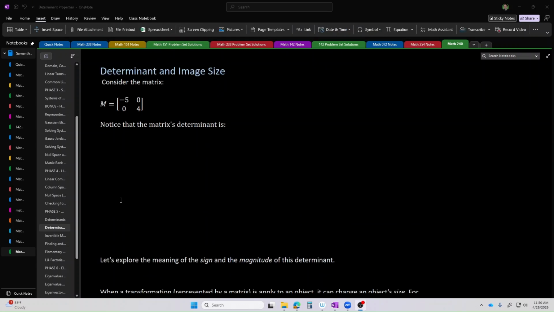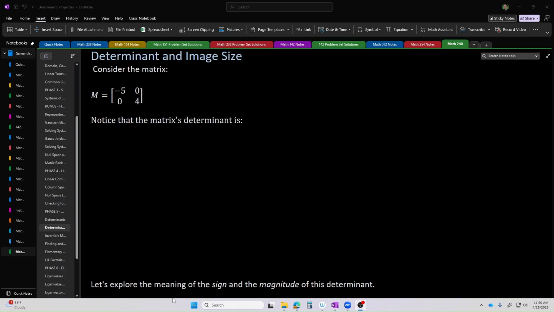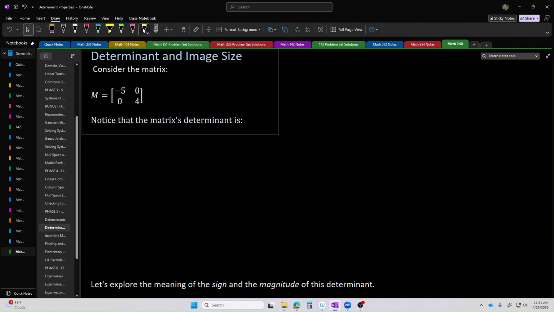In the last part of this video, I want to study the properties of the determinant as they are related to geometry. So consider, for example, this matrix M, a diagonal matrix, right? The matrix -5, 0, 0, 4. So we can calculate this matrix's determinant very easily just by multiplying together these values on the diagonal. The determinant of the matrix M here is the value -5 times 4. It is the value -20.